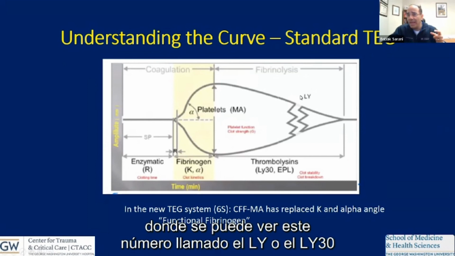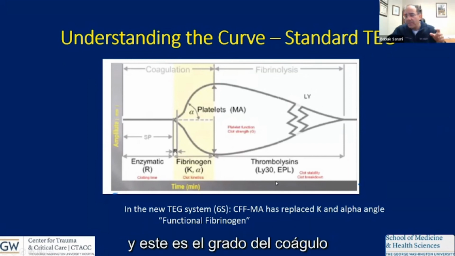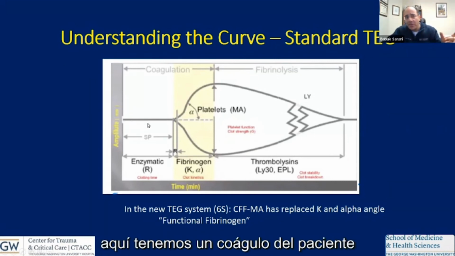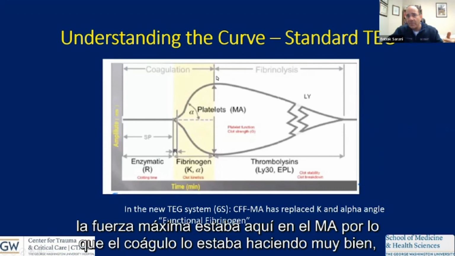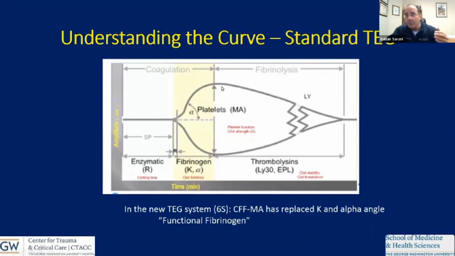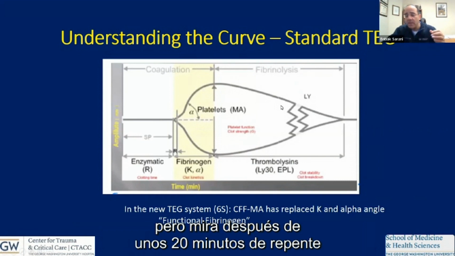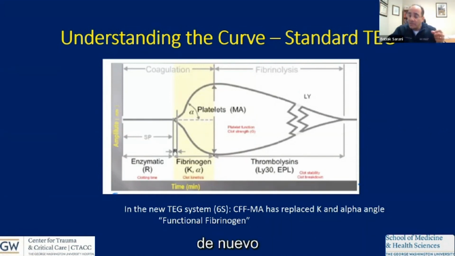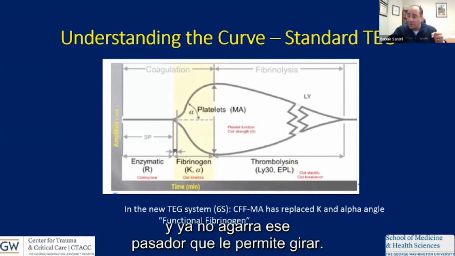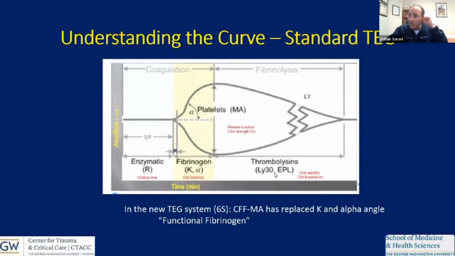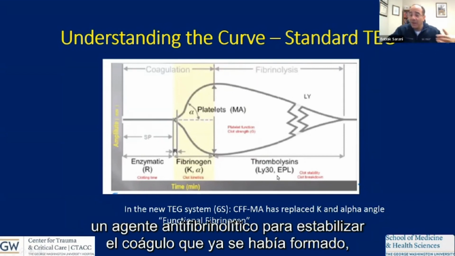And last and not least, certainly, but quite unique to TEG, is the back here, where you can see this number called the LY or the LY30. And this is the degree of clot lysis at 30 minutes. So if you look at the graph, here we had a patient, clot finally formed at the end of the R time. The strength was this, depicted as the alpha angle. The maximum strength was here at the MA, so the clot was doing great. But look, after about 20 minutes, all of a sudden, the clot loses strength again. And the reason it's losing strength is that the clot is dissolving and no longer grabbing that pin to allow it to turn. For this particular patient, what we need to give them is an antifibrinolytic agent to stabilize the clot that had already formed.